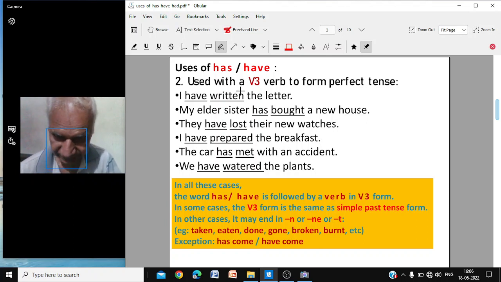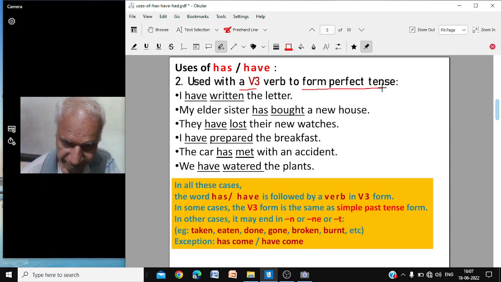The second use is you can use has or have with a V3 verb. Has taken, has gone, has done, they have written, they have spoken. Has or have plus a verb in the V3 form, V3 verb form. I have written the letter. I have written the letter. Now this is perfect tense. I have written, perfect tense.